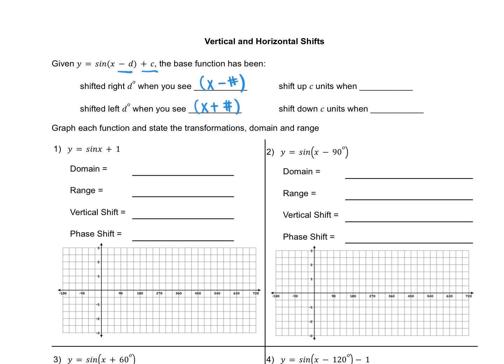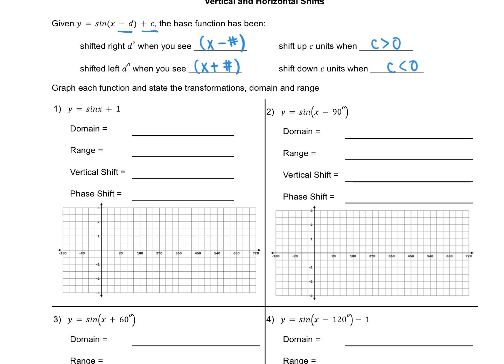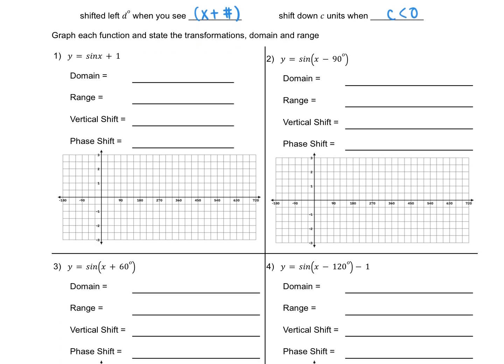Your vertical shifting is going to be very logical. If you see a positive number, so when c is greater than 0, you're going to shift up. When the c value is less than 0, we're going to shift down. So let's take a look at a few examples where we draw the base function of y equals sine x, and then we apply the shift, make some observations about our properties, and then maybe we can find a little shortcut. Okay, so first I'm just going to graph the basic sine x function.